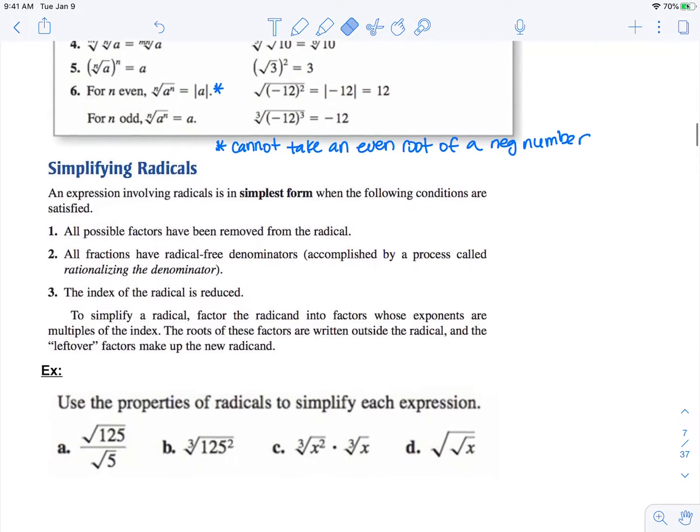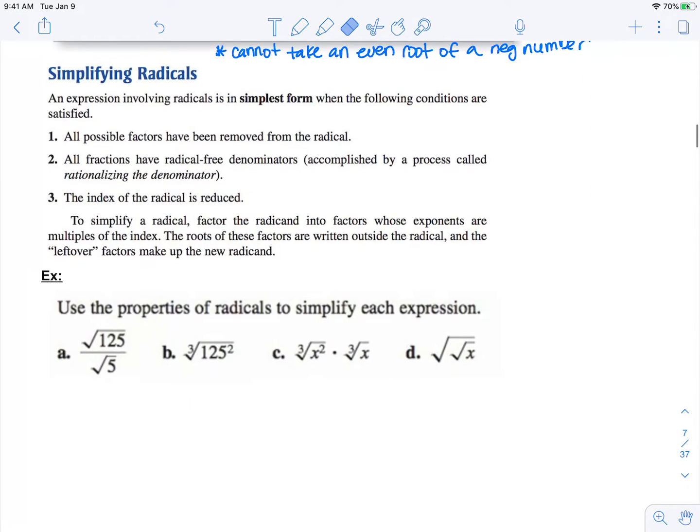So here are our rules for simplifying radicals. So we want to write our radicals in simplest form. So we want to make sure all possible factors have been removed. We have rationalized the denominator, and the index of the radical is reduced. So let's get into some examples here.